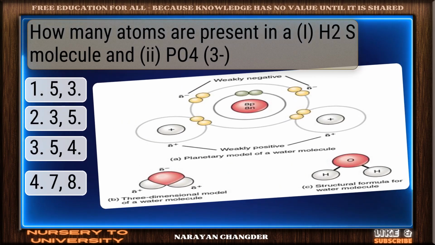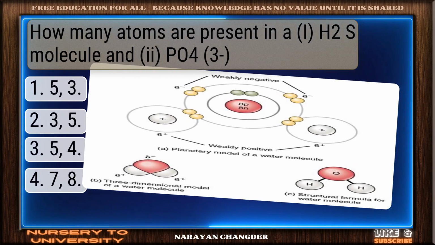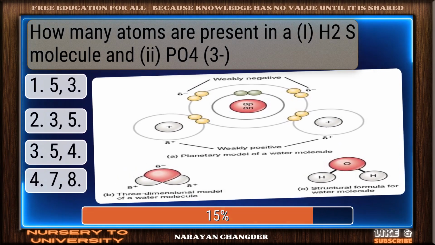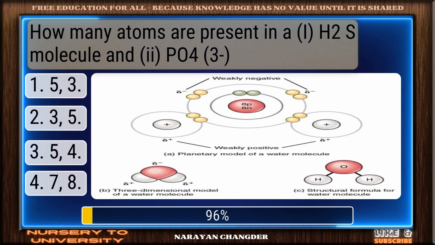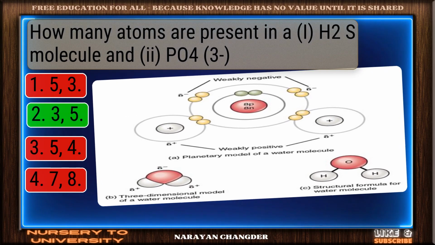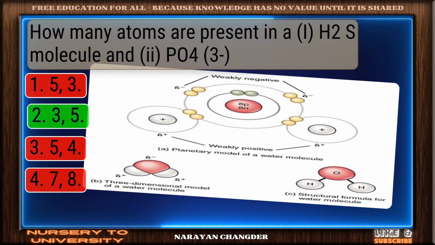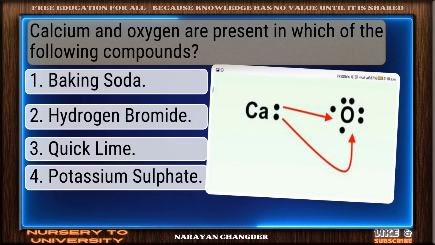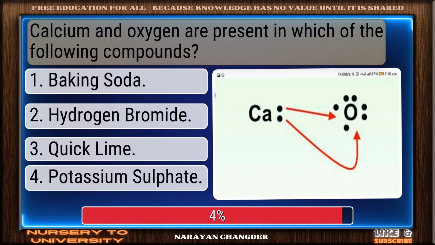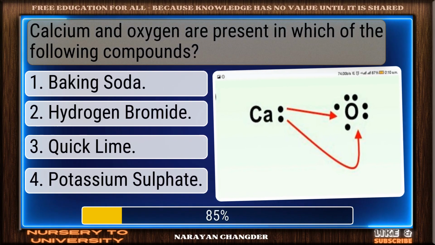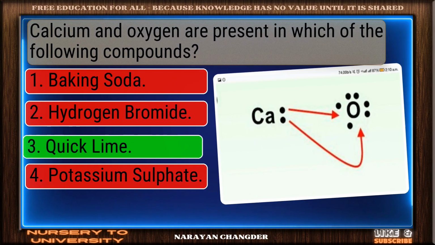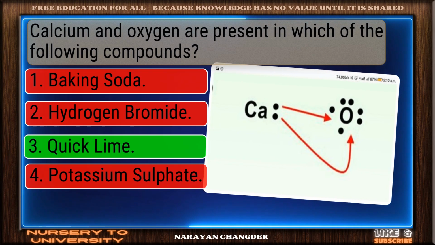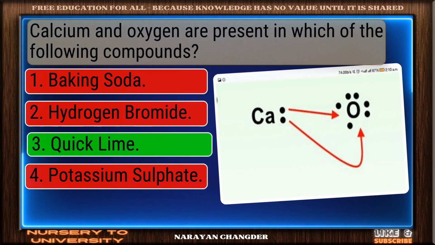Question number 76. How many atoms are present in a H2 molecule and PO4? Correct response. 2 and 5 is the most accurate answer. Question number 77. Calcium and oxygen are present in which of the following compounds? Nice selection. Quicklime is the correct and valid answer.